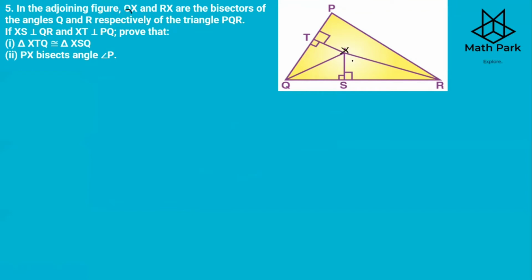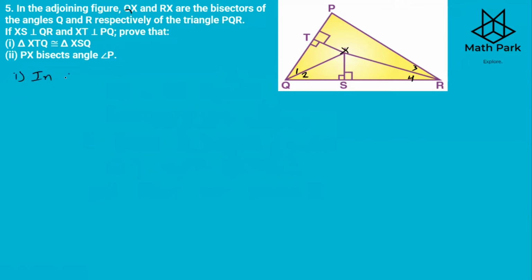and RX are the bisectors. So you can have this angle 1 is equal to angle 2 and angle 3 is equal to angle 4. Okay. And you have XS perpendicular to QR and XT perpendicular to PQ. You have to prove that triangle XTQ is congruent to triangle XSQ. Okay. So let's start with the first part.